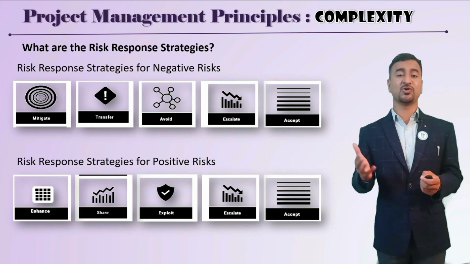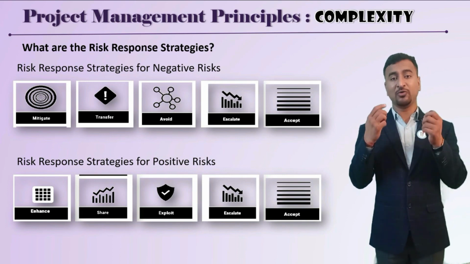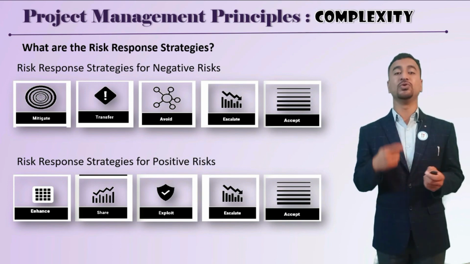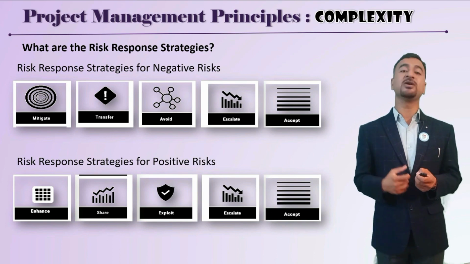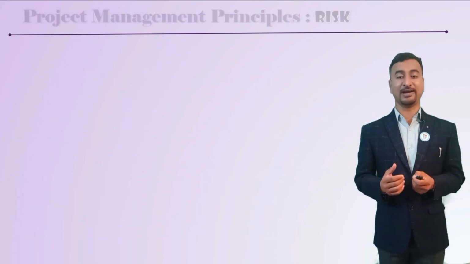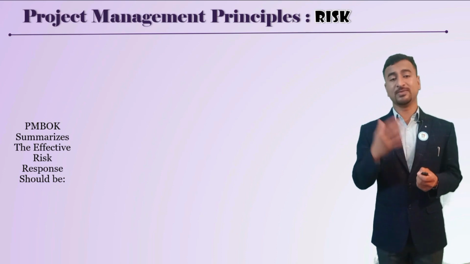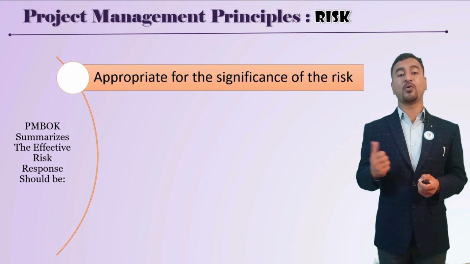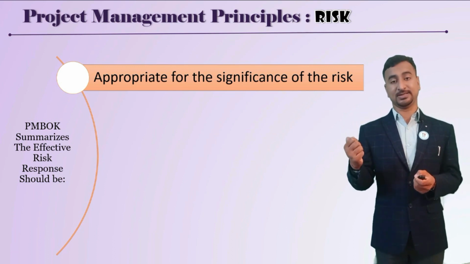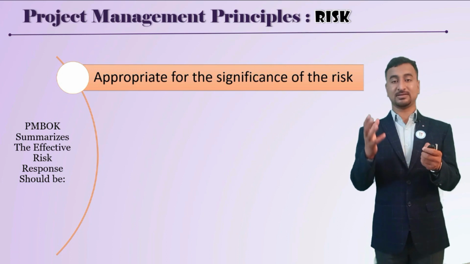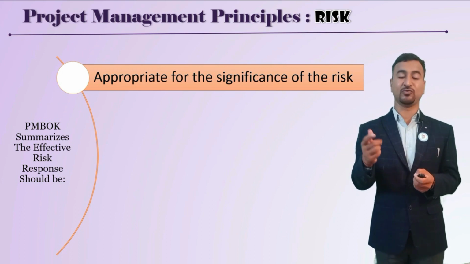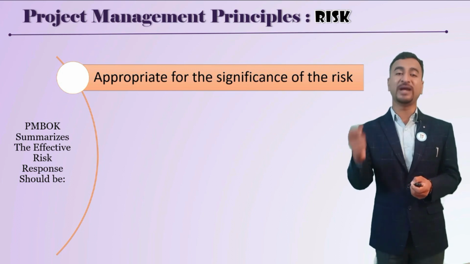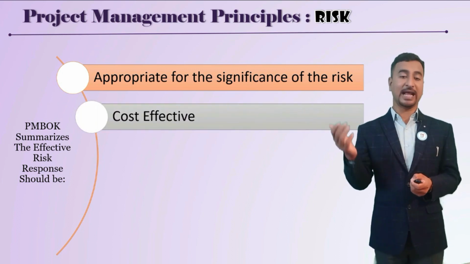Again, this varies from organization to organization and project to project. You have to apply your own wisdom. You have to apply the tailoring mindset to choose the best strategy for the particular risk you are handling. Now, PMBOK summarizes that the risk response should be like this. It should be appropriate for the significance of the risk. It means you consider the risk based on its magnitude, and whether, after proper cost-benefit analysis, this particular risk needs to be addressed or not.